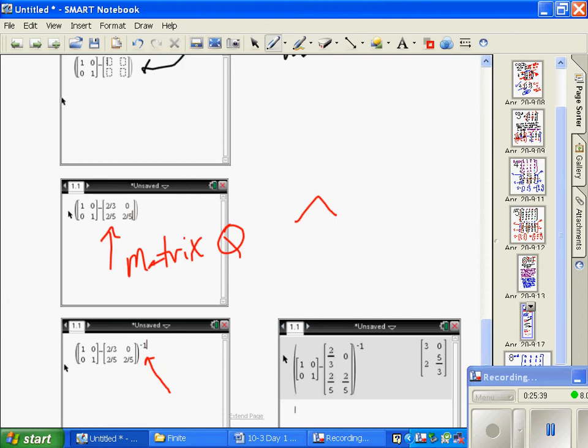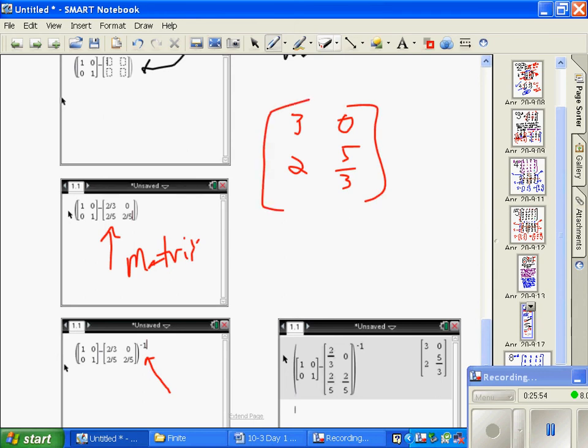So then your final answer here is down here. I get 3, 0, 2, 5/3. That is my final answer. Now, these were from matrix Q. These are my non-absorbing states. These are states 3, 4 here and 3, 4 here.